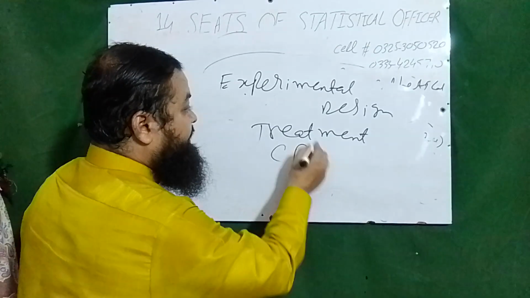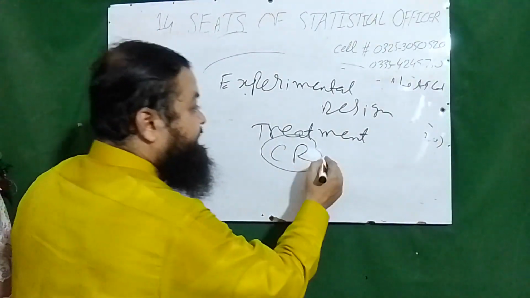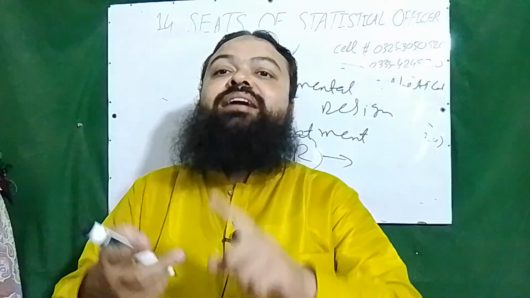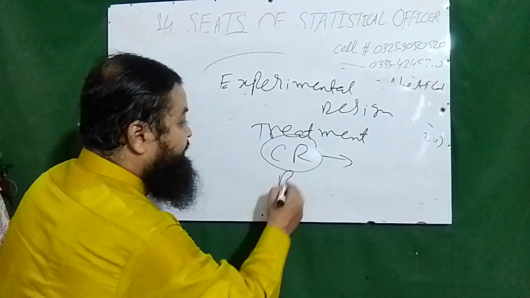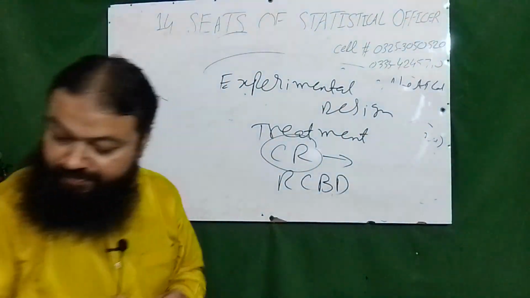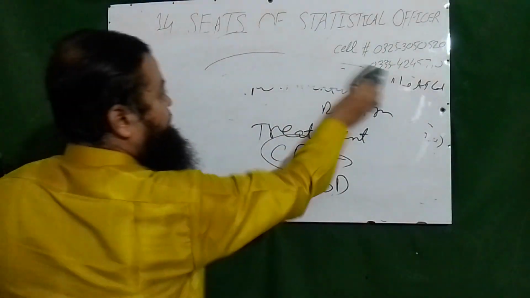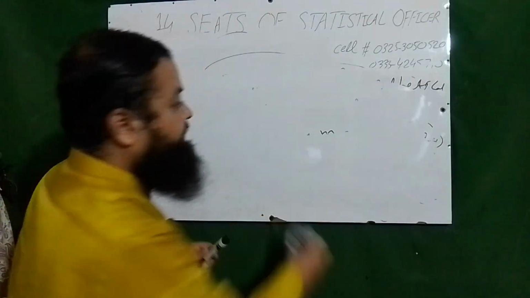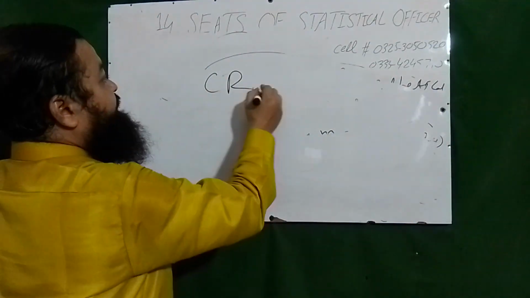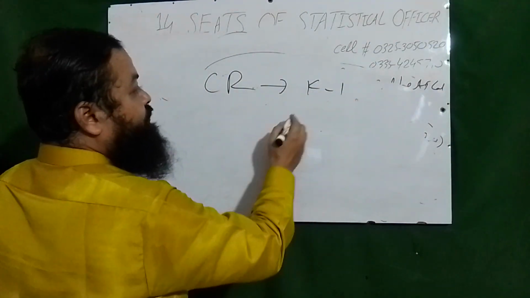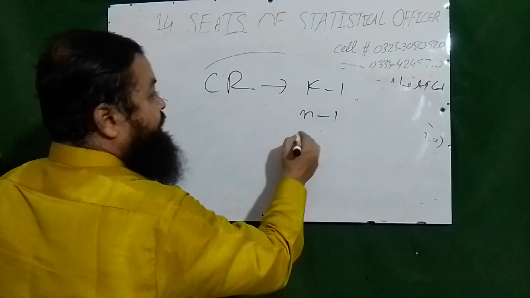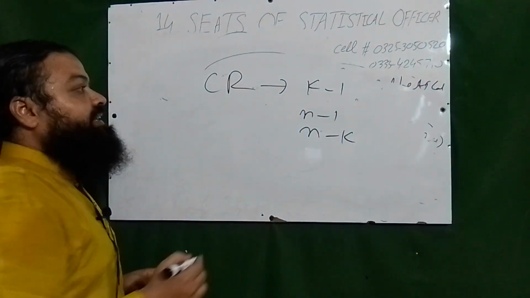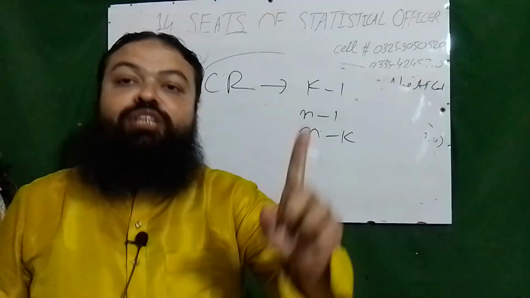And in CR design, which has no restriction, we use randomization and replication. Local control is not used in CRD, it is used in RCBD. In CR design, the degree of freedom for treatment will be k-1, for total that will be n-1, for error that will be n-k, and there is no importance of the missing value in CRD.